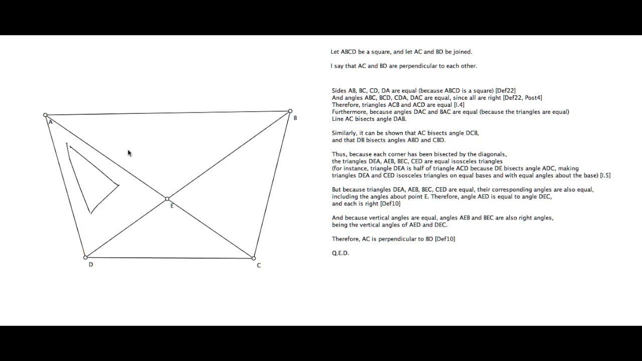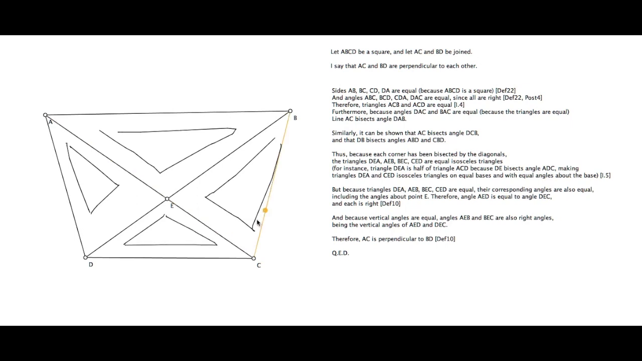DEA, there's one triangle. AEB, there's the other triangle. BEC, there's the other one. And CED are equal isosceles triangles. So now we divide this into 4 triangles, and we find that they're all equal triangles. And then I explain how we know that they're equal triangles.